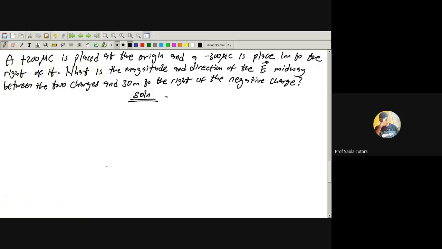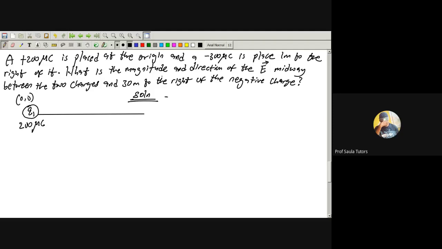So we have this question. Let's bring out the picture. Let's quickly draw our x-axis. Since we are looking at right and left, both charges should be on the x-axis. They said a plus 200 microcoulomb charge is placed at the origin. At the origin, what does that mean? Let me call this the origin, 0, 0. So let me say this is the charge Q1, which is 200 microcoulomb, placed at the origin.